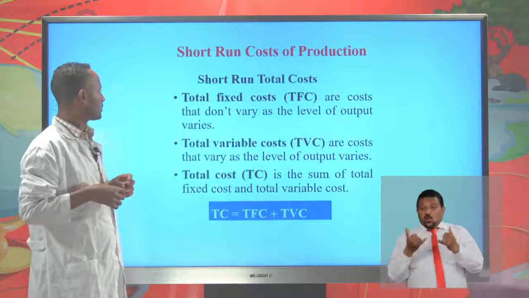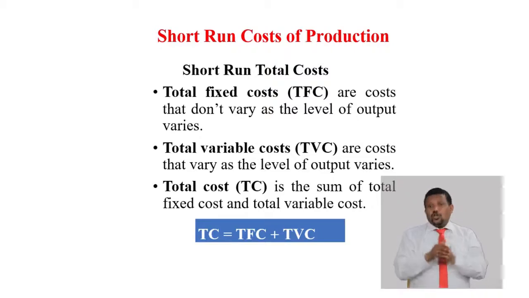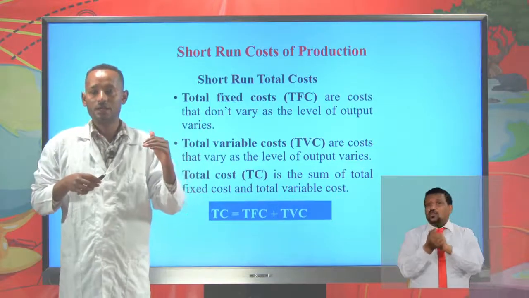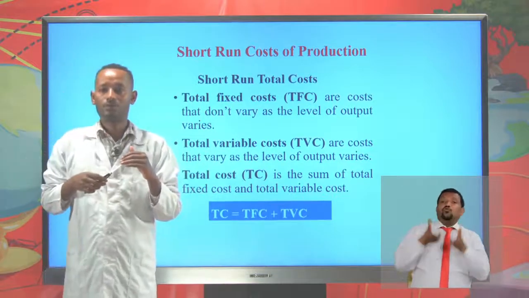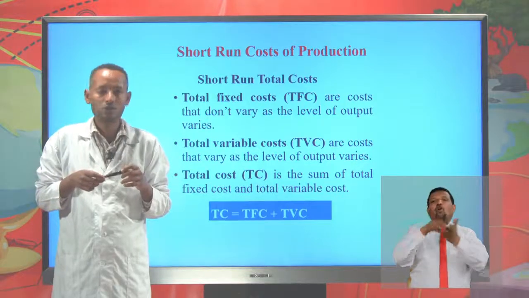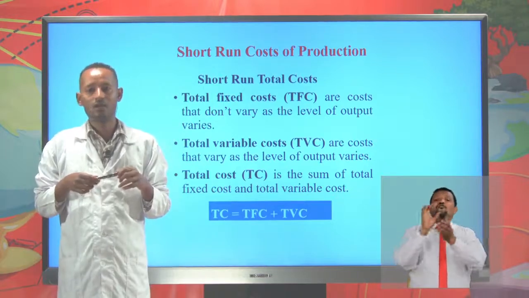Now let's see the short-run total costs, called total fixed cost and total variable cost. The total fixed cost is the cost that does not vary as the level of output varies. That means even though there is an increase or decrease in the output produced, if there is no change in the cost of production, that cost is considered a fixed cost. These fixed costs are the costs of fixed inputs, such as rent and land.